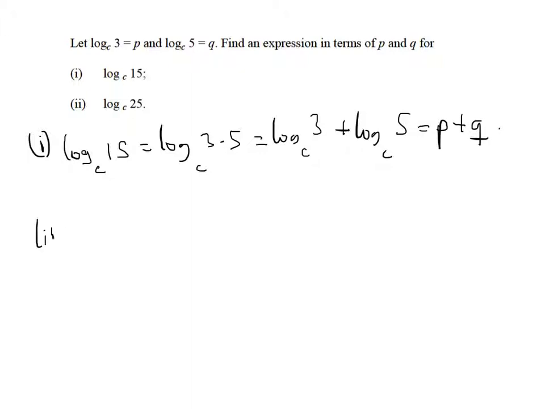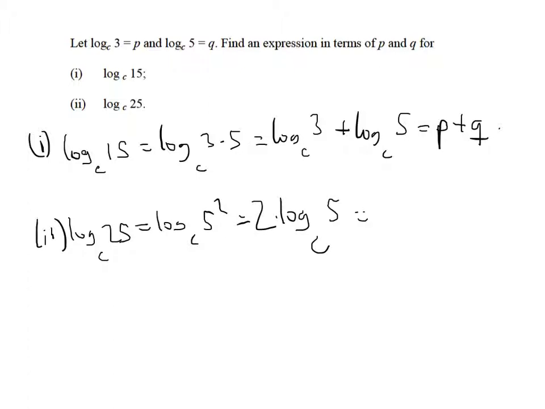In the second example, well, it's quite a bit harder, but I can say, well, isn't this log base c of 25, isn't that a log base c of 5 squared? And isn't that the same thing as 2 times log base c of 5, which is simply 2 times q? And these two would be the answers to the simple exercise, because there are expressions in terms of p and q for these two values.